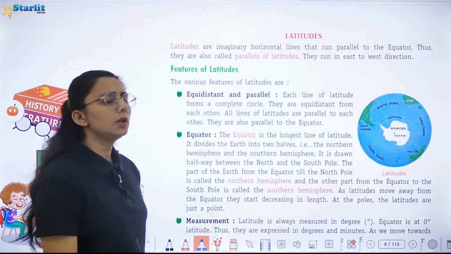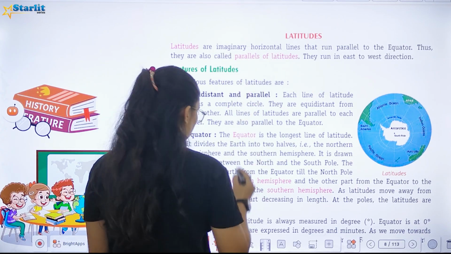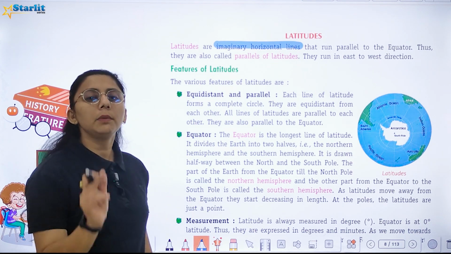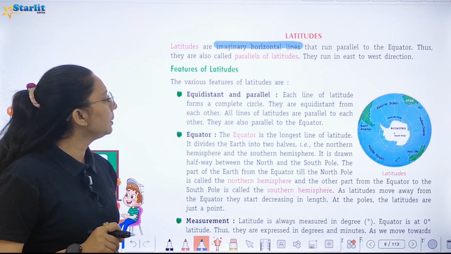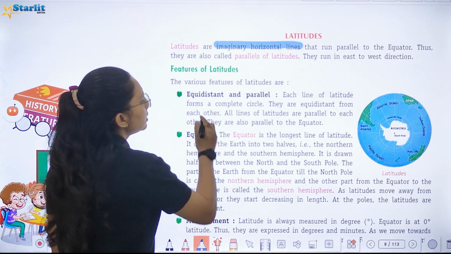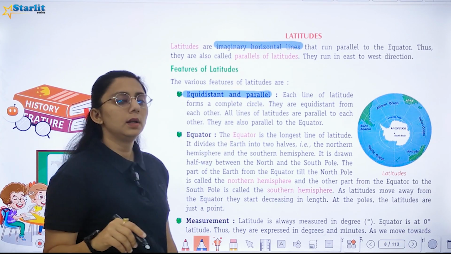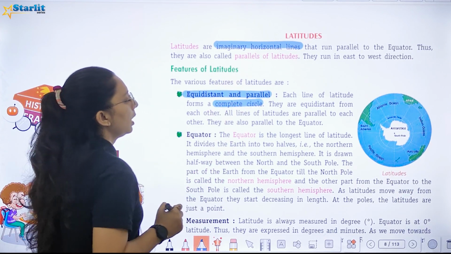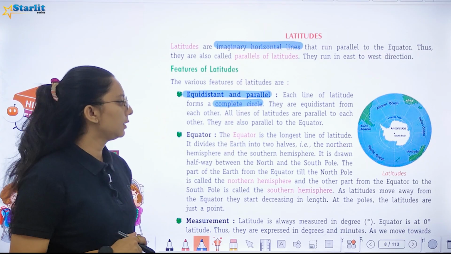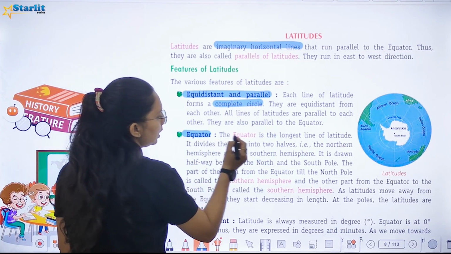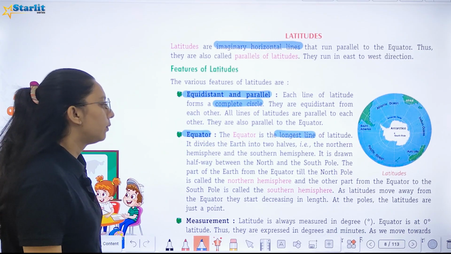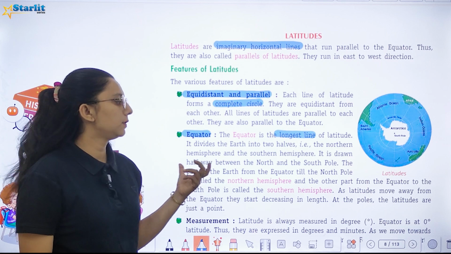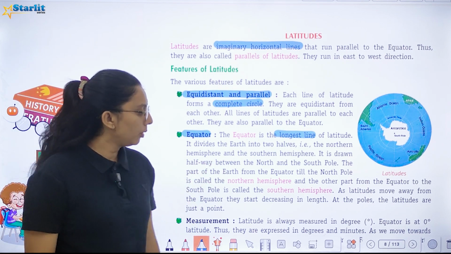Next, latitudes. What are latitudes? These are imaginary horizontal lines. What we call them? Imaginary horizontal lines. And how do they run? They run parallel to each other. Right, let's study about the features of latitudes. Equidistant and parallel. हर एक लाइन क्या फॉर्म करती है? अपने आप में कंप्लीट सर्कल फॉर्म करती है. What do they form? Complete circle. Equidistant है, एक दूसरे से पैरेलल रन करती है. I have shown you. Right, next is equator which is the longest line of the latitude. What does it do? It divides the earth into two equal halves. Northern hemisphere upper part, southern hemisphere bottom part. Right?